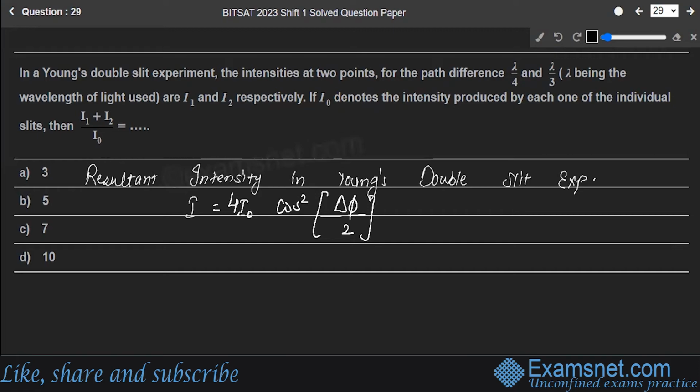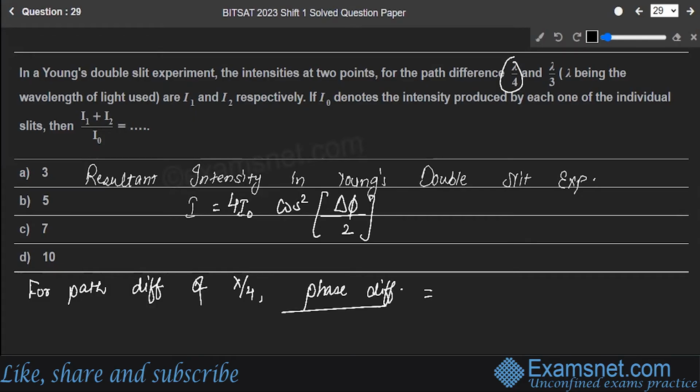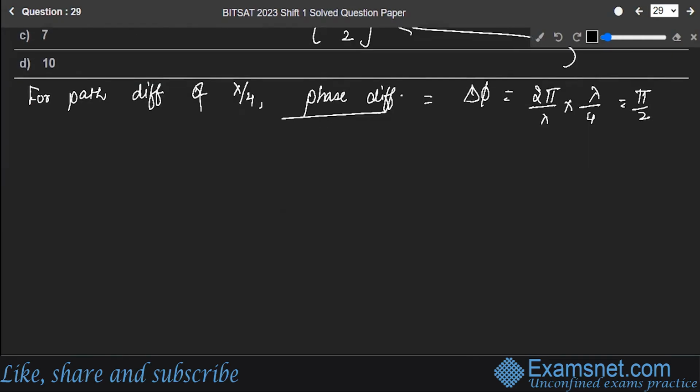Now, for the path difference of lambda by 4, the phase difference is given by 2 pi upon lambda into lambda by 4, which is equal to pi by 2. So now let's fill in this value over here.